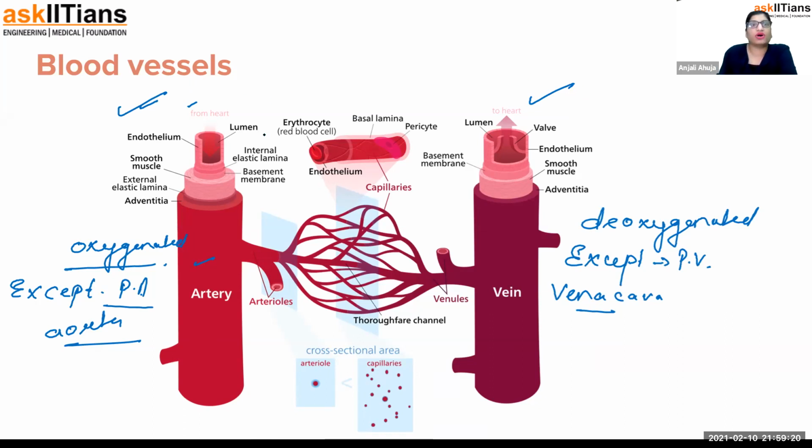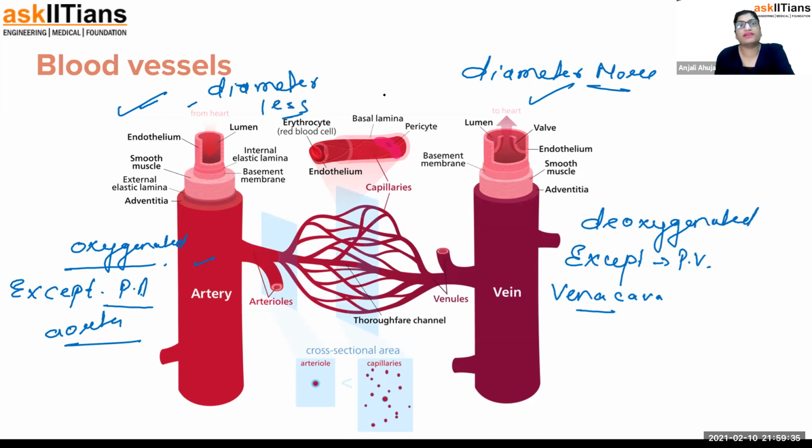Okay. Now, talking about the structure, if you see, the diameter of the vein is more, and here the diameter is less. When there is a less diameter, blood will be moving faster. When there is a more diameter, blood will be moving slower. So blood pressure in this case is less, 80 and 120, if you know. I'll tell you that in the next part. Here, the blood pressure is high.